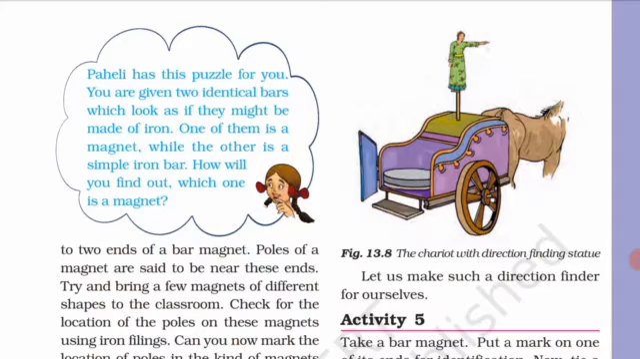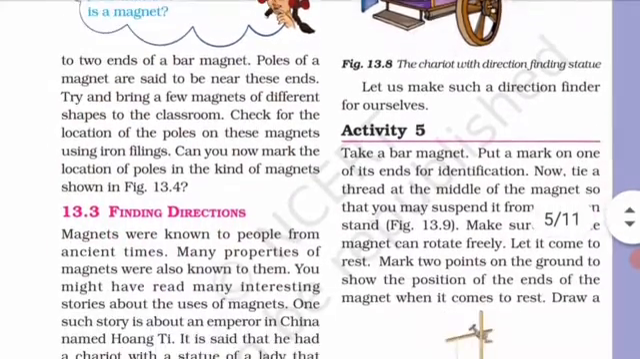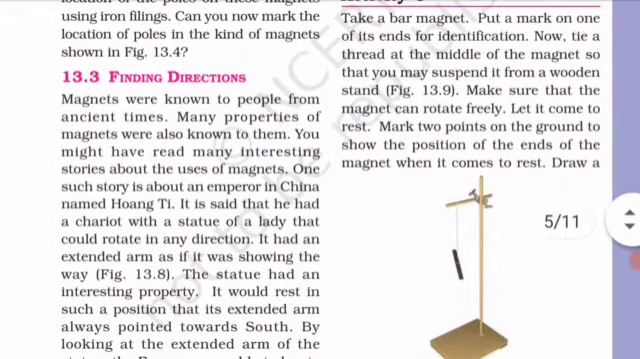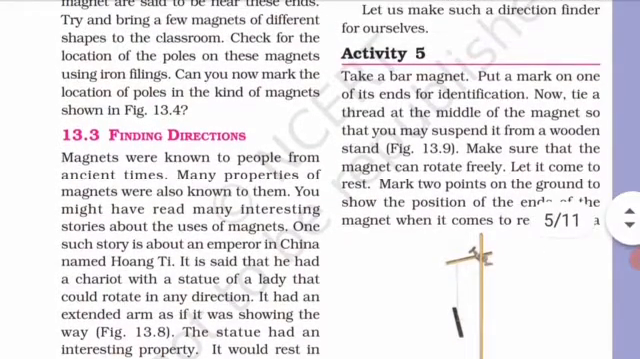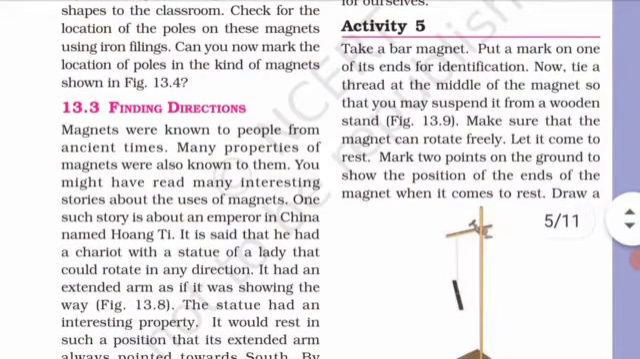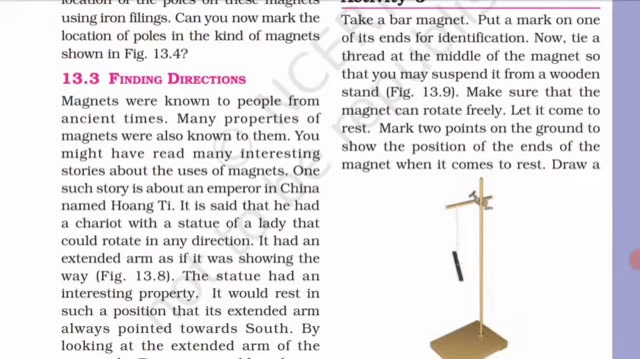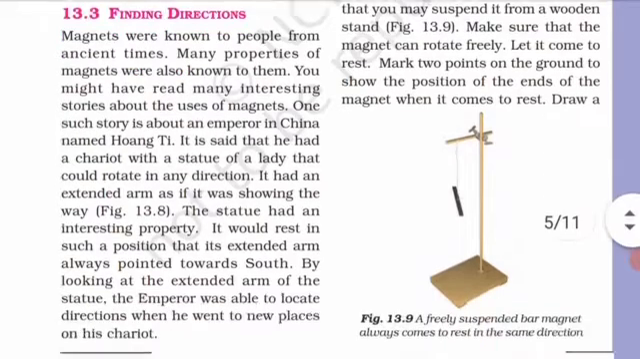Now we will understand it in a better way with another activity. Take a bar magnet and put a mark on one end of the magnet for identification. Now tie a thread in the middle of the magnet so that you can suspend it from a wooden stand. Make sure that the magnet can rotate freely and does not have any obstruction. Let it come to rest. Now when it comes to rest, mark 2 points on the ground to show the position of the ends of the magnet.